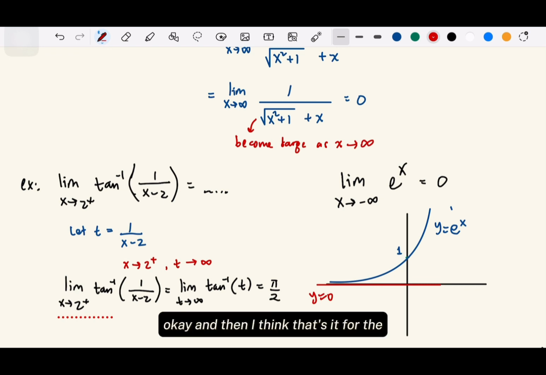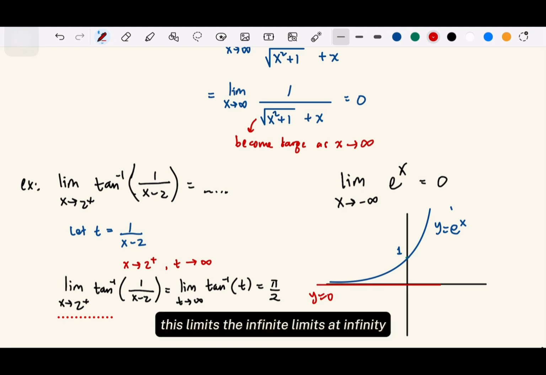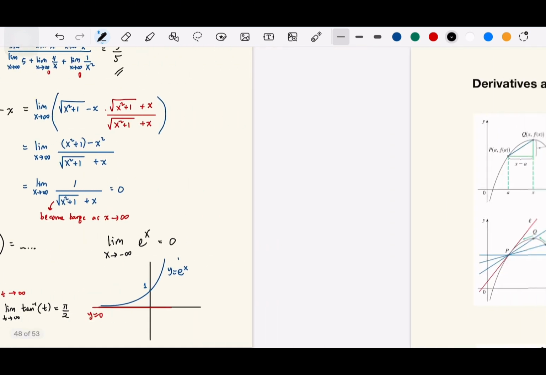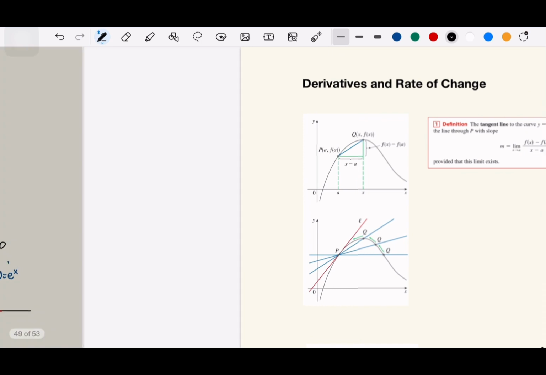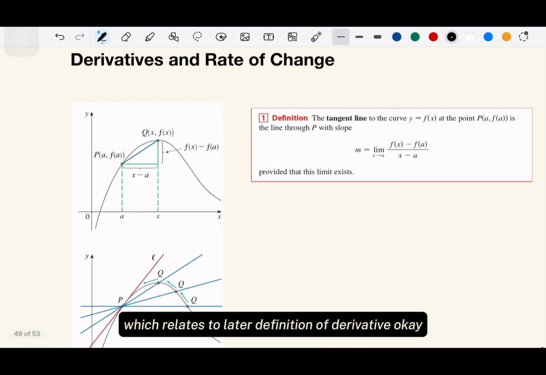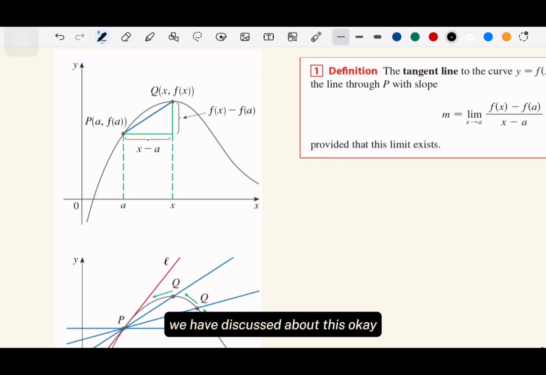Okay, and then I think that's it for these limits, the infinite limits and limits at infinity. Now we move to the limit which relates to the later definition of derivatives. I think in the early classes we have discussed this.